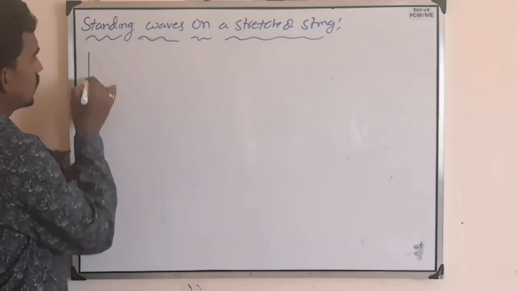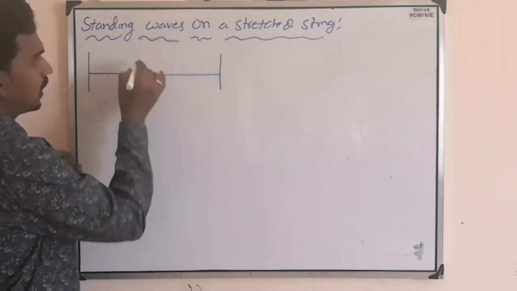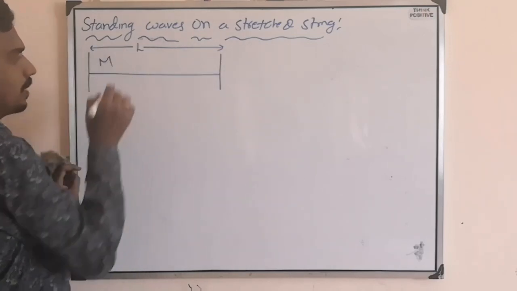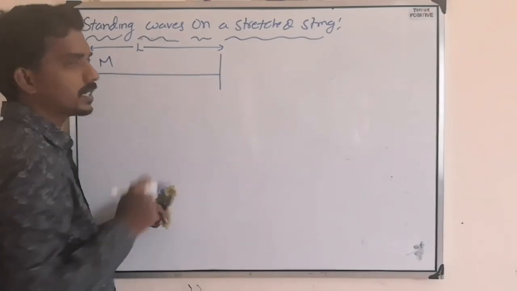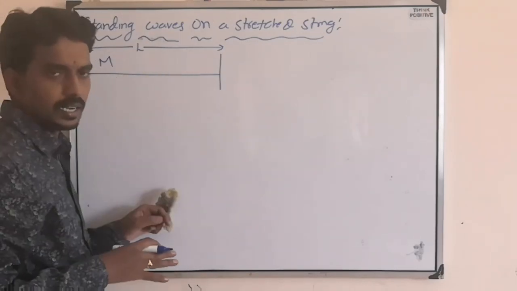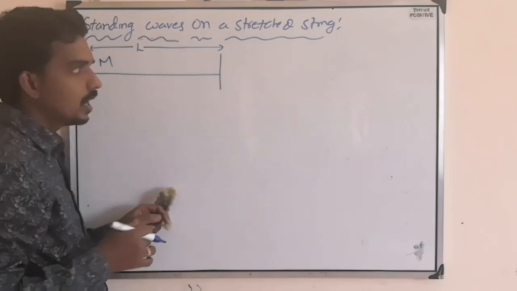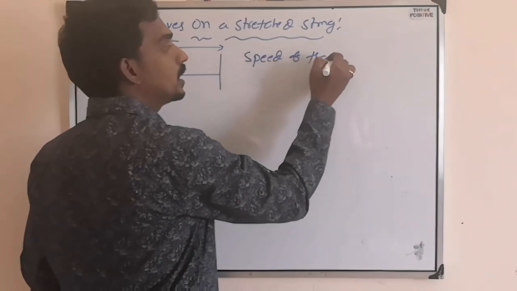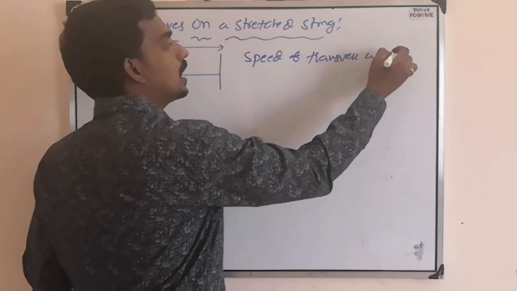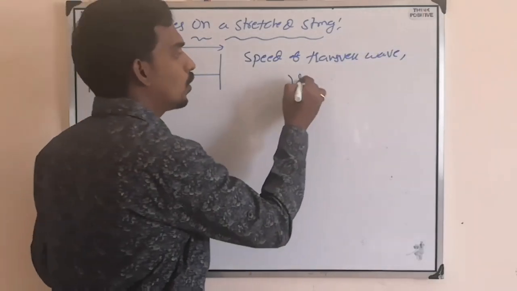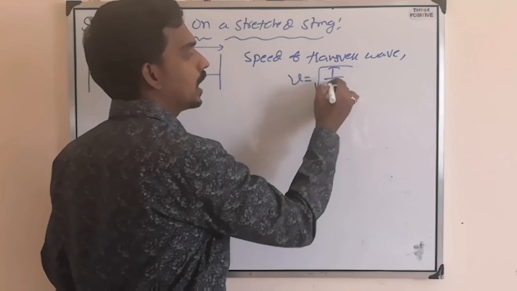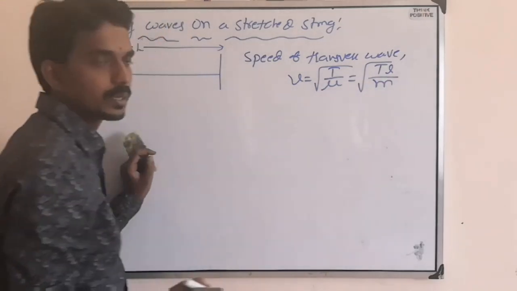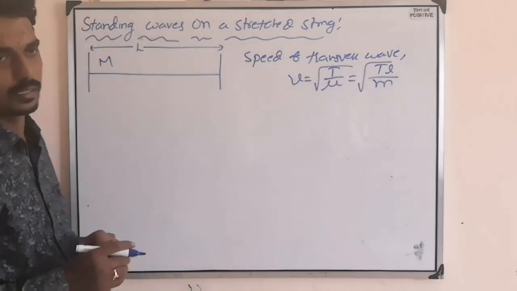Now consider this is a string. The length of the string is L. Mass of the string is M. When you pluck the string somewhere, vibrations are generated, then a wave travels. What wave will generate? Transverse wave on a string. And what is the speed of the transverse wave? We have studied already: root of T by mu, or root of TL by M. Mu is mass per unit length.